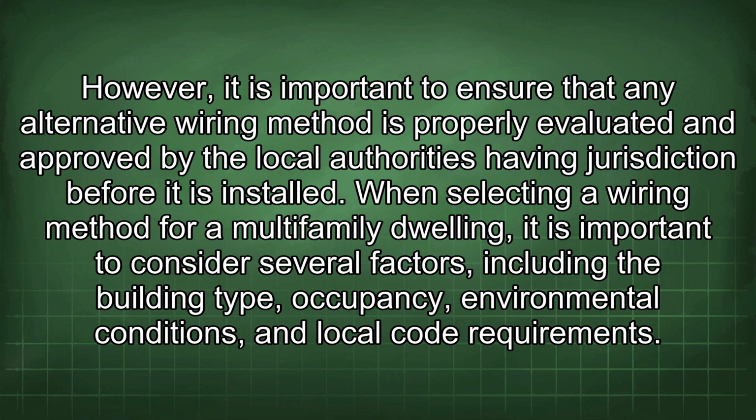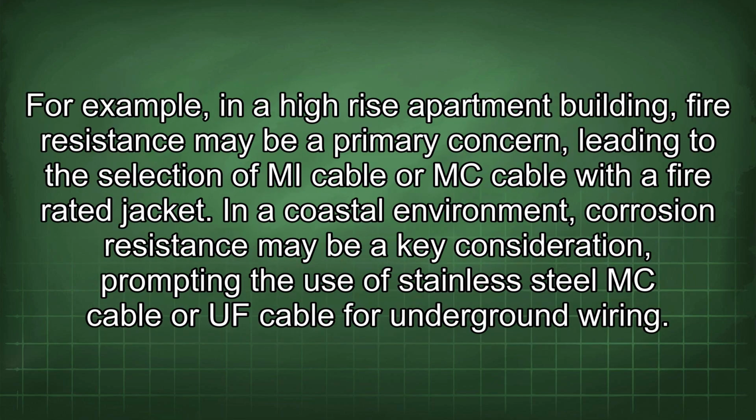When selecting a wiring method for a multifamily dwelling, it is important to consider several factors, including the building type, occupancy, environmental conditions, and local code requirements. For example, in a high-rise apartment building, fire resistance may be a primary concern, leading to the selection of MI cable or MC cable with a fire-rated jacket. In a coastal environment, corrosion resistance may be a key consideration, prompting the use of stainless steel MC cable or UF cable for underground wiring.